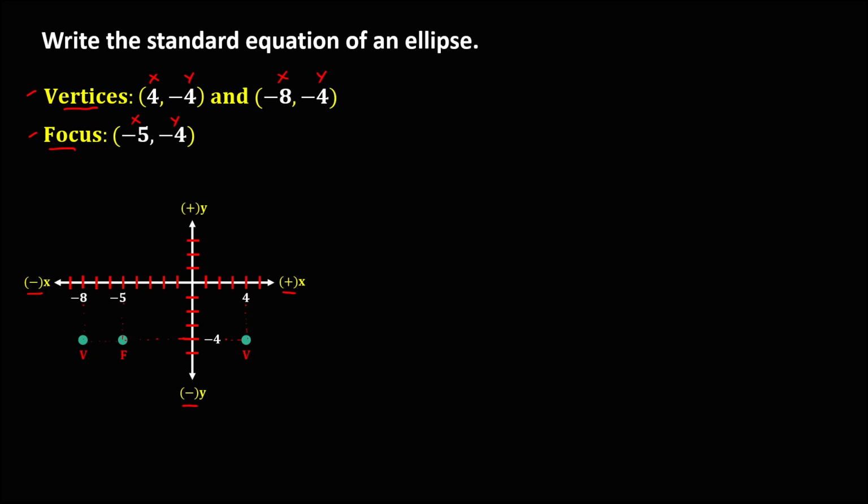Now observe that the position of an ellipse depends on the position of the vertices or the foci. Since on this graph the vertices are in horizontal position, therefore this ellipse is a horizontal ellipse. And this is the standard formula for the horizontal ellipse.